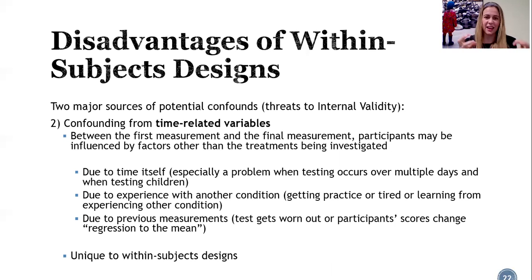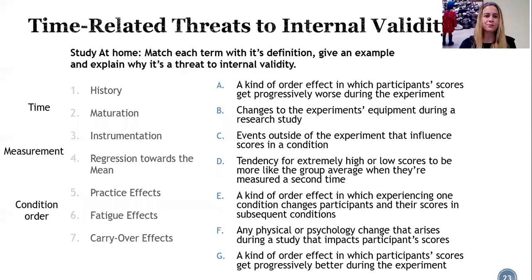Finally, previous measurements could also be a possible confound if the test itself, if it's a physical test, starts to get ripped over time, or because of regression to the mean, which I'll explain in a second. So all of these factors are unique to within subjects design when we're testing the same group of people multiple times. So this slide might be a good chance for you to review some of these different time-related threats to internal validity. A good exercise might be for you to match these terms with their definition. Try to see if you can give an example on your own and try to see if you can explain why they are a threat to internal validity.